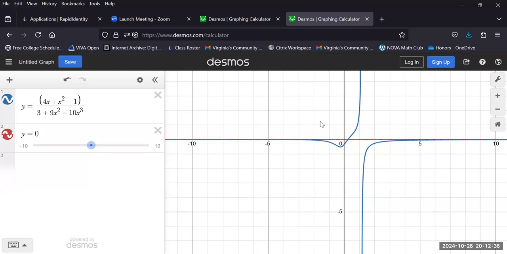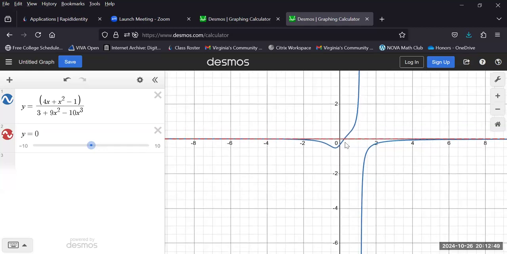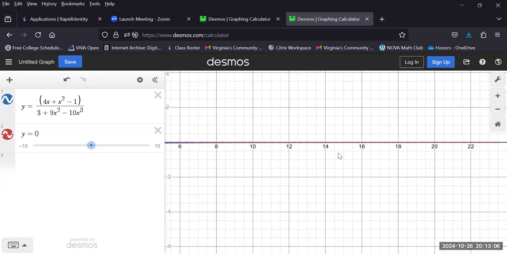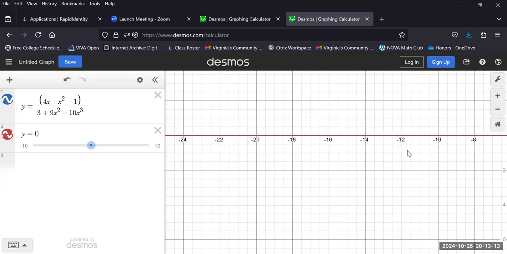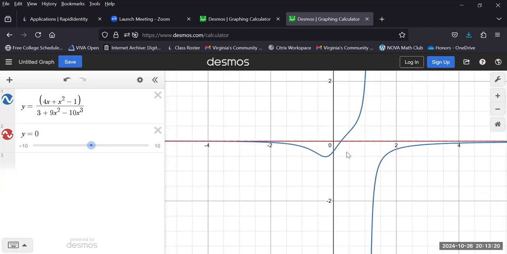This also illustrates something else important. The graph may cross the horizontal asymptote, like what you see here. It's okay if it crosses. But if it does cross, it's going to be relatively close to the origin. In other words, as x is going to positive infinity, you're not going to see it cross the horizontal asymptote. Same thing if x is going to negative infinity. So if it does cross, it's usually relatively close to around zero.